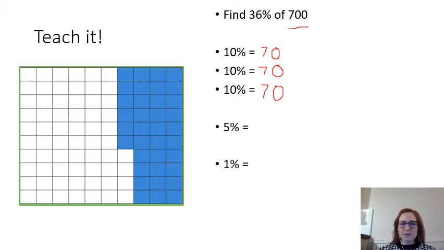5% would be half of 70, which is 35. 1% is 700 divided by 100, giving me 7. And then I'd need to add them together. 7 add 5 is 12. 7, 14, 21, 22, 23, 24, 25. So 36% of 700 is 252.